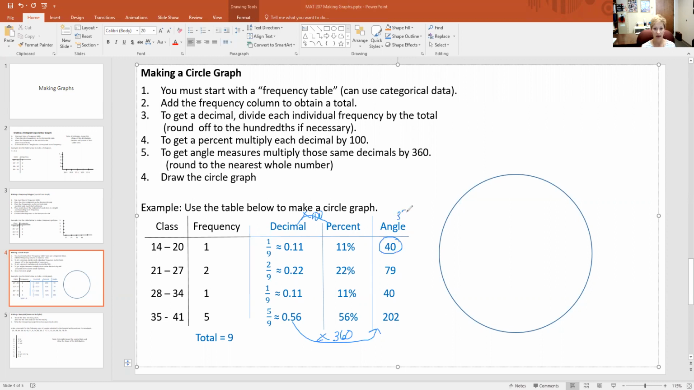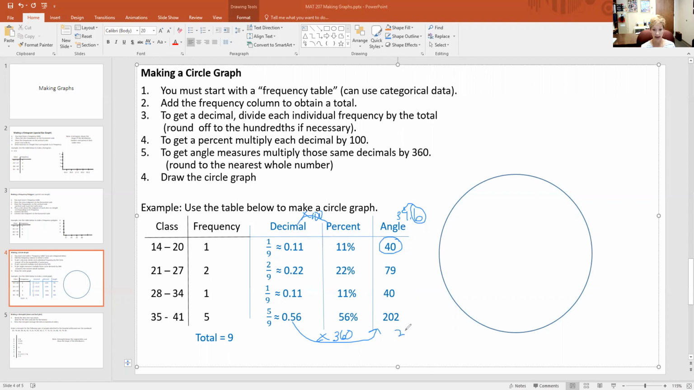So I got 39.6 when I said 0.11 times 360, but that decimal was 5 or bigger, so that went up to 40. So I take my 0.22 and multiply it times 360, and I got 79.2, which rounded to 79. When I took that 0.1 and multiplied by 360, I got 39.6 again, so that rounded to 40. If I take 0.56 times 360, do that with a calculator.